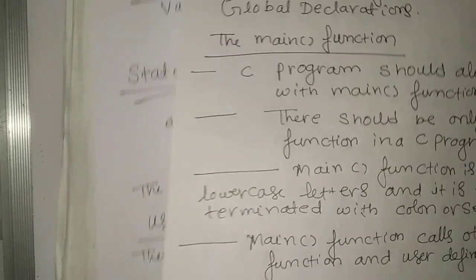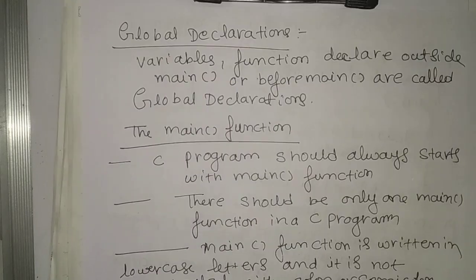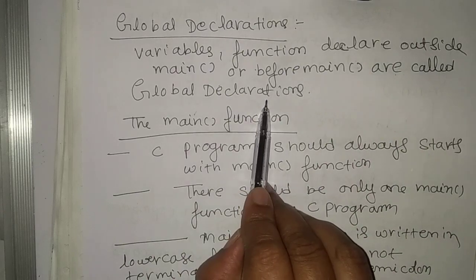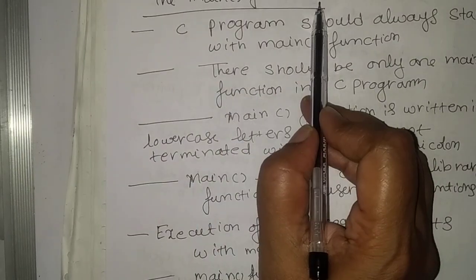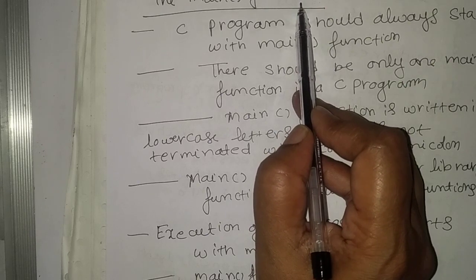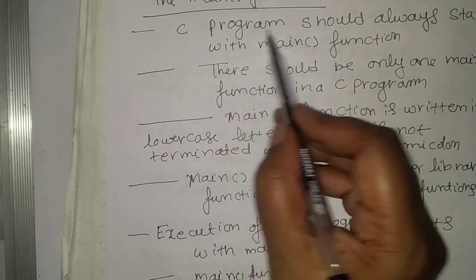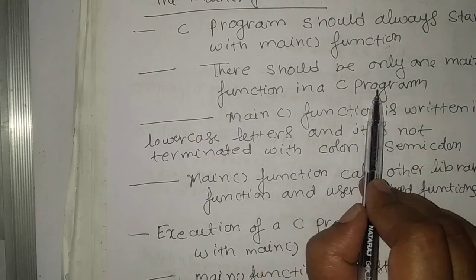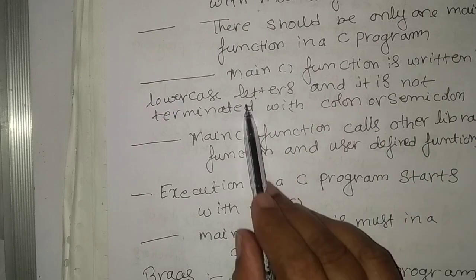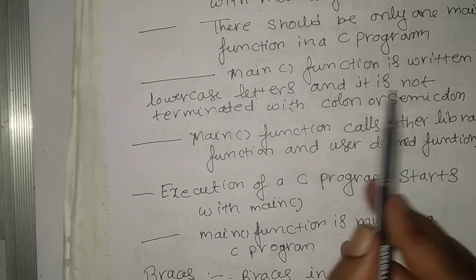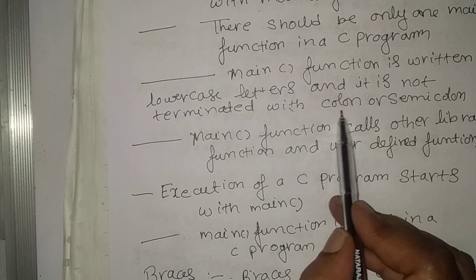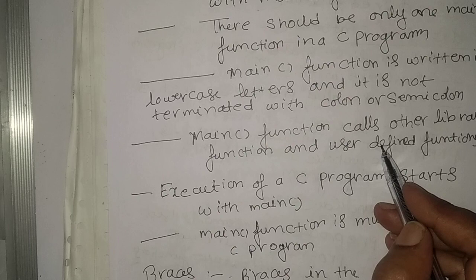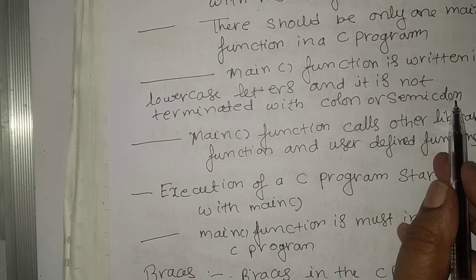So after this, what is the global declaration? Variables or functions declared outside the main or before the main are called global declarations. Next starts the main function. This is the actual start of the C program where the execution starts. A C program should always start with the main function. There should be only one main function in the C program. The main function is written in lowercase letters and it should not be terminated with a colon or semicolon. In C programming, each statement inside the main is separated by a semicolon.